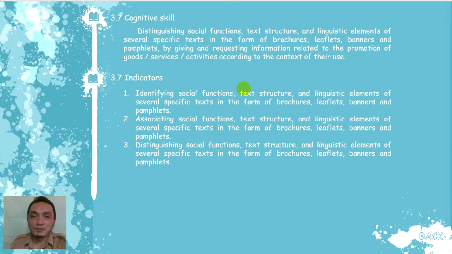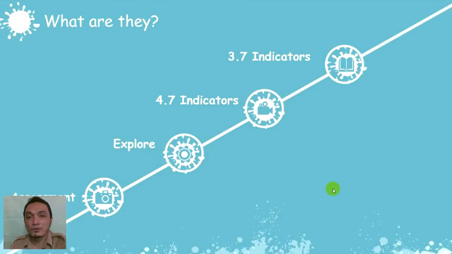It's clear that we learn about printed media. There are four we're going to discuss. They are brochures, leaflets, banners, and pamphlets. So let's check the 4.7 indicators.